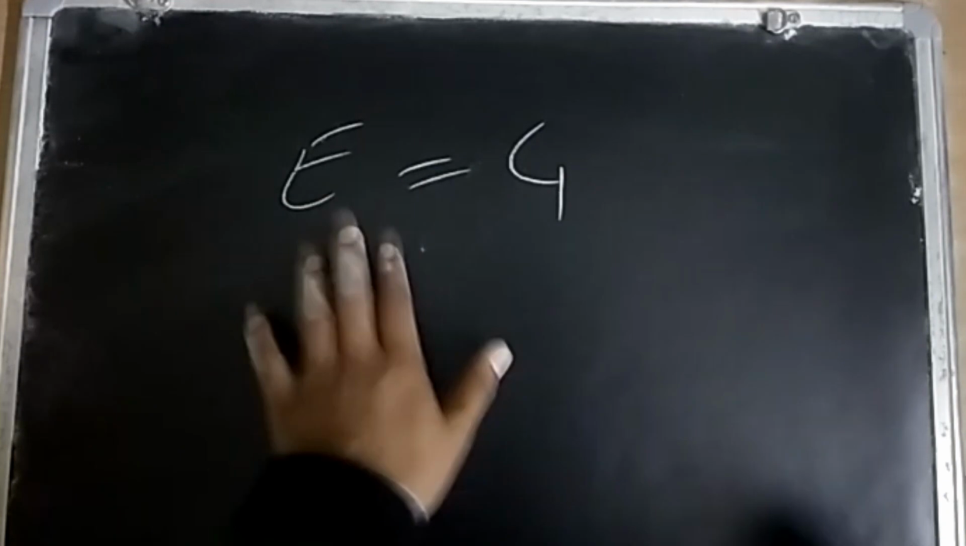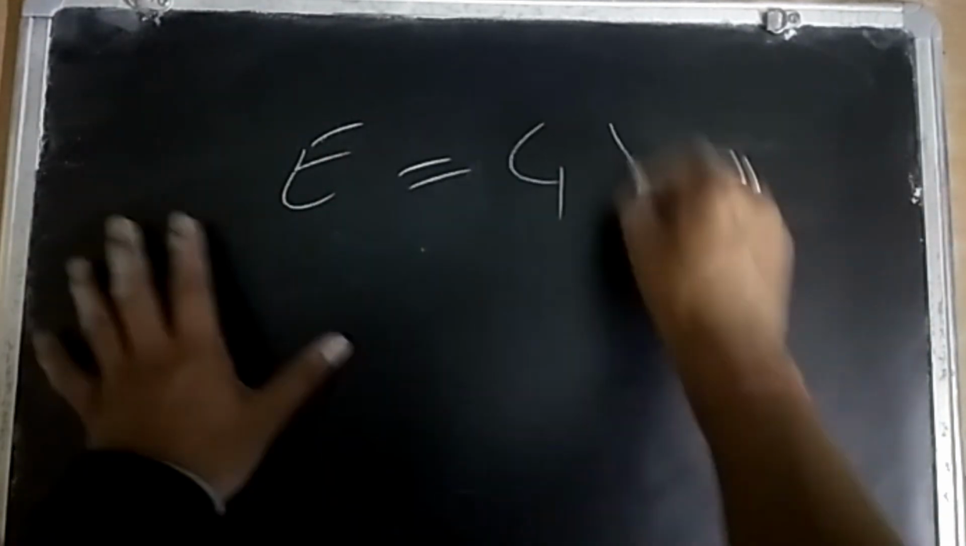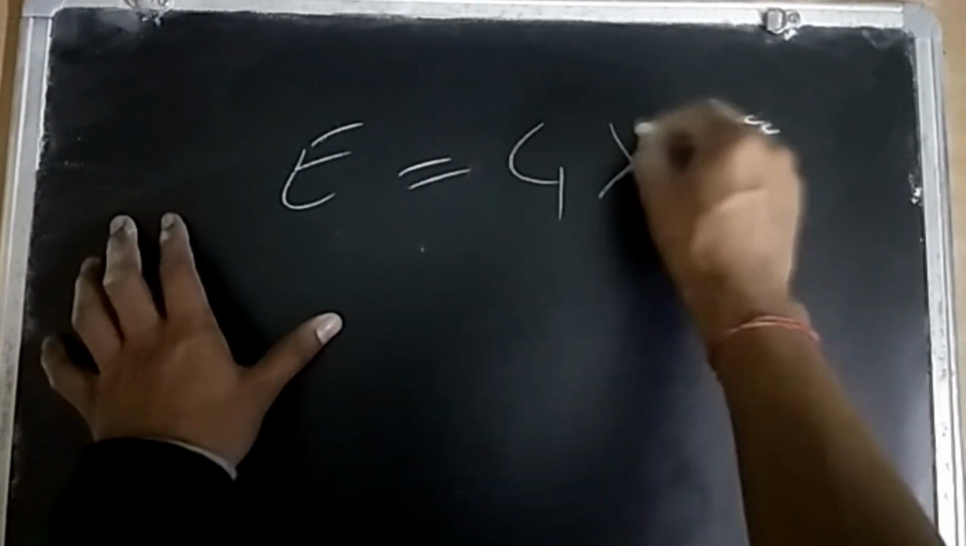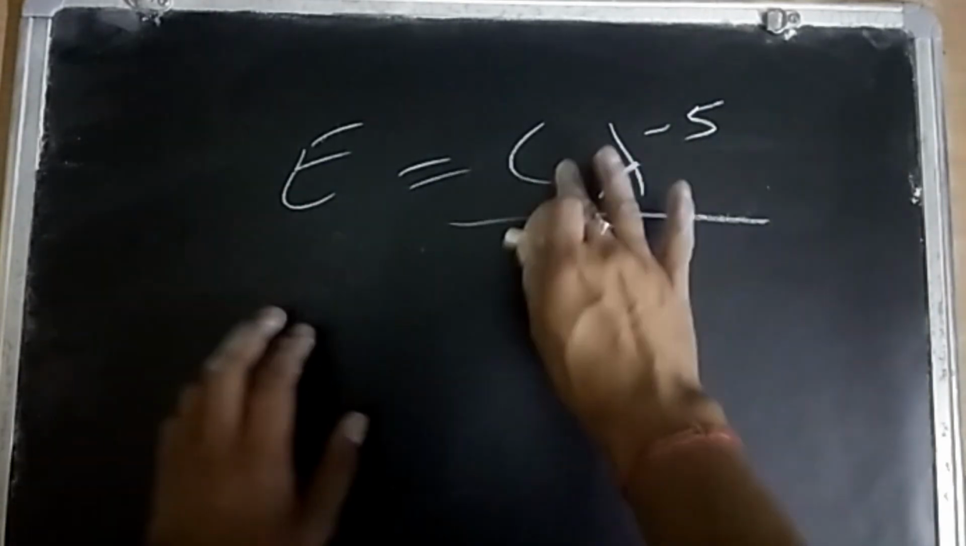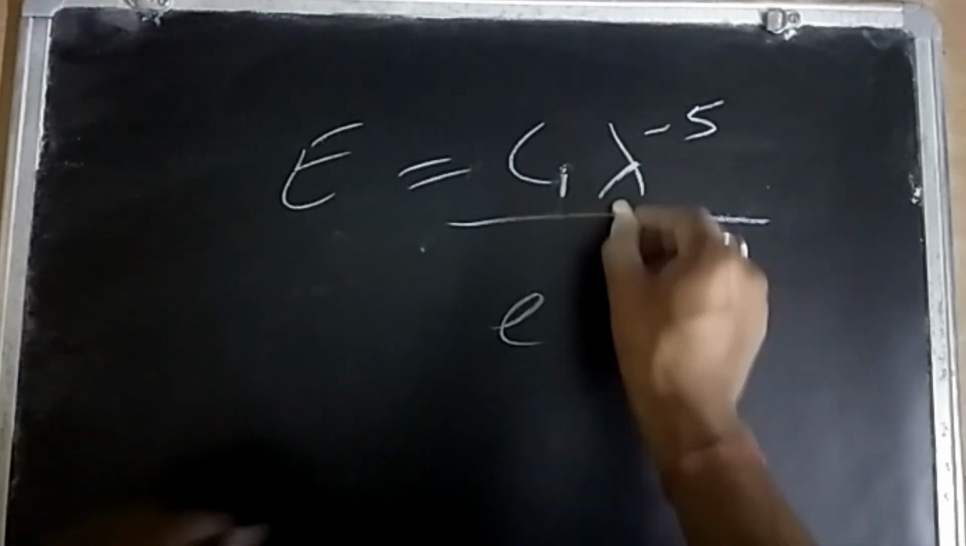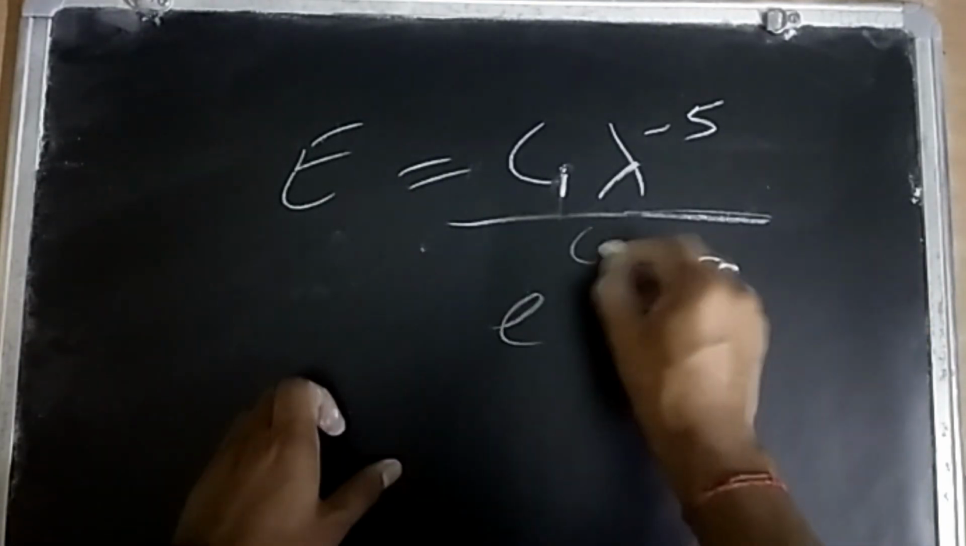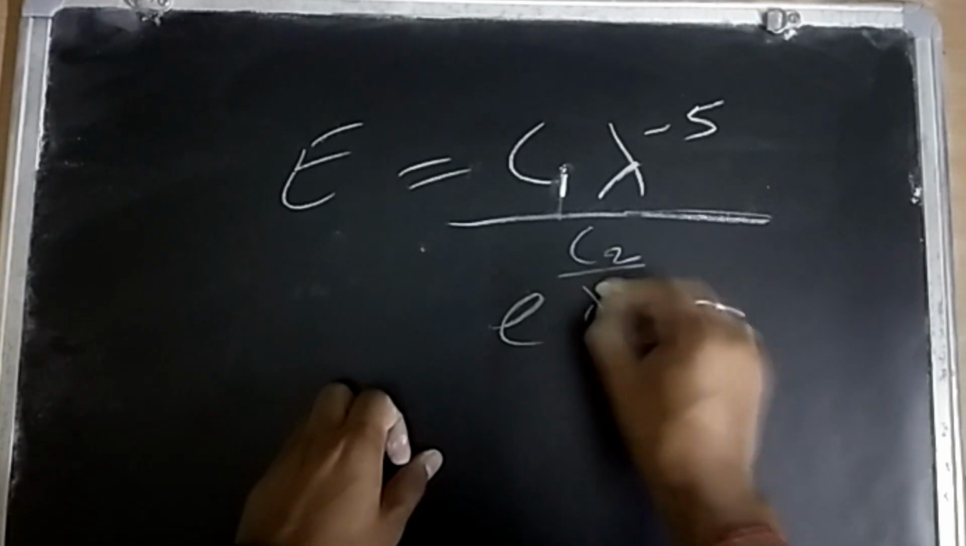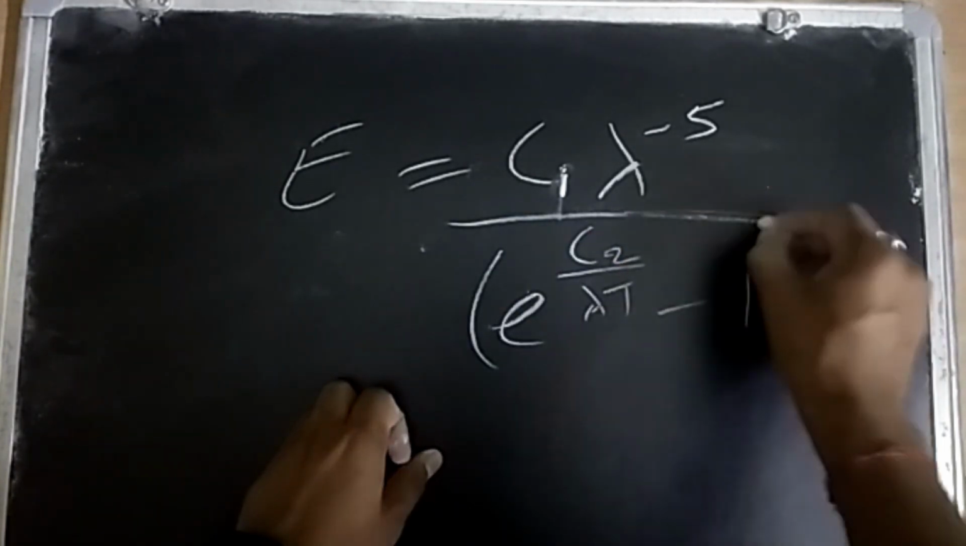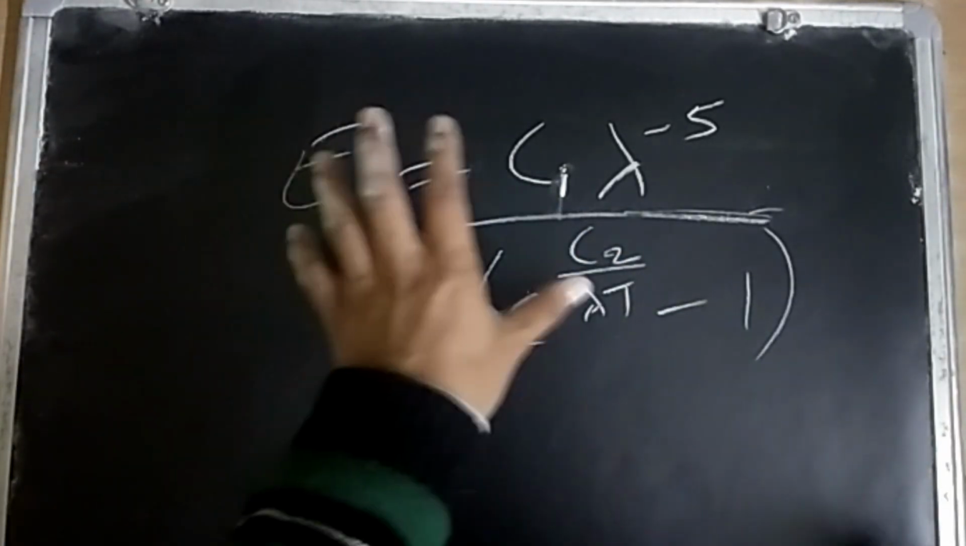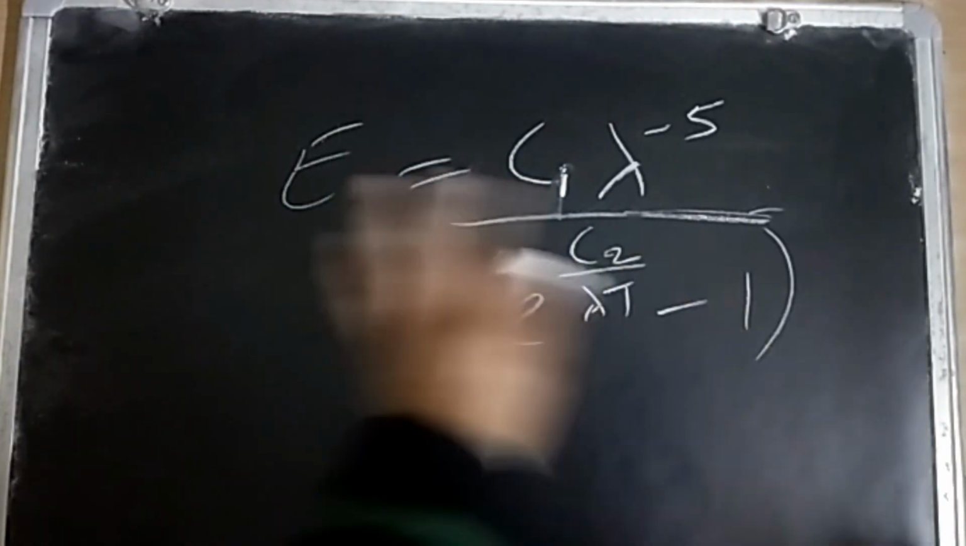And the final thing, in case it comes, this is the energy, that is E, C1 is some constant, lambda to the minus 5. This is the energy of the radiation, divided by e to the power C2, some constant, by lambda T, minus 1. I don't think this will come in any paper, but I'm just covering this in case it comes by chance.